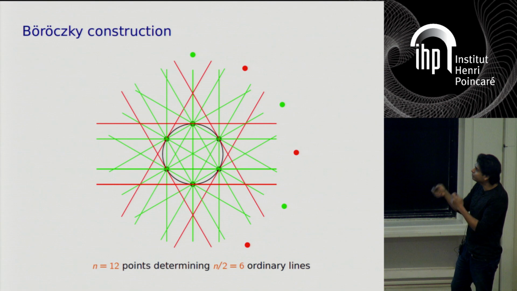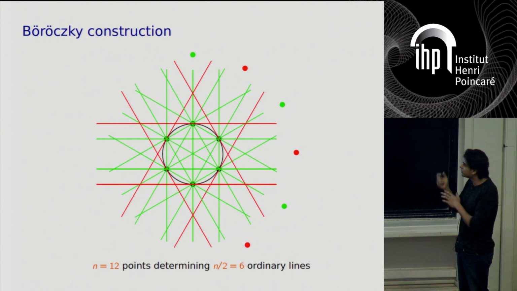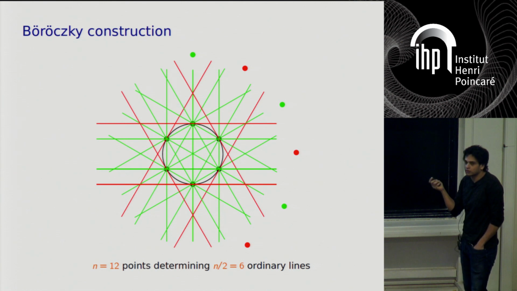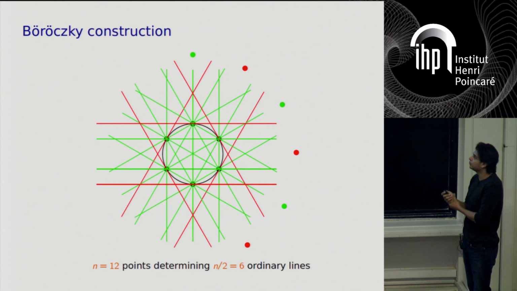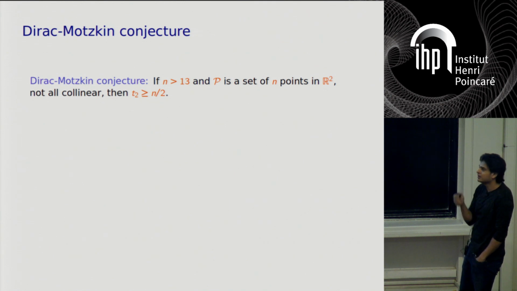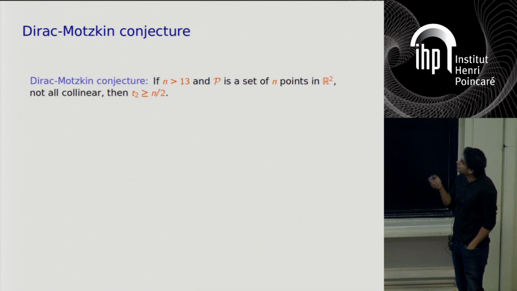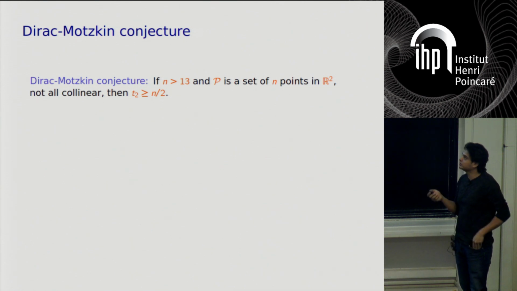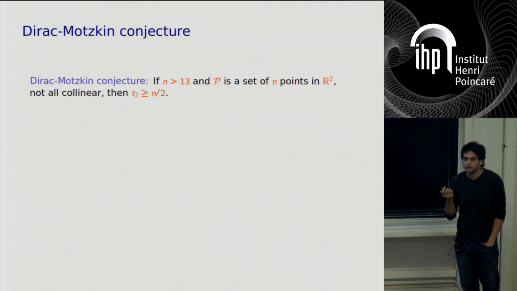Things become different when you have odd versus even, but it still works out, with the lower bound, it turns out, being n over 2 here. And this was conjectured to be the best construction. So that's what the Dirac-Motzkin conjecture said, that if n is bigger than 13, then any set of n non-collinear points in the plane will have at least n over 2 ordinary lines.